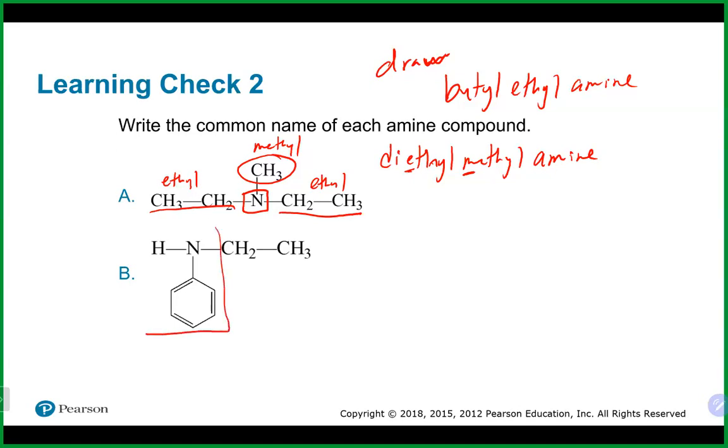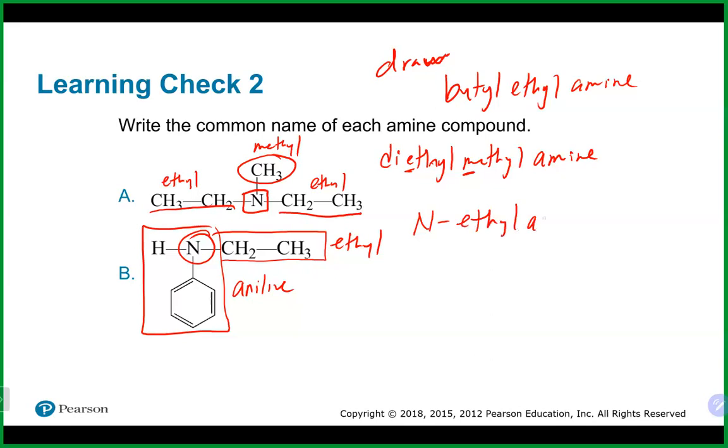This big guy right there, that's going to be aniline. And that is going to be an ethyl group that is not attached to a carbon, but it is attached to a nitrogen. So that's going to be an N in place of a number because it's attached to nitrogen, N-ethyl aniline. Any questions on that one there?